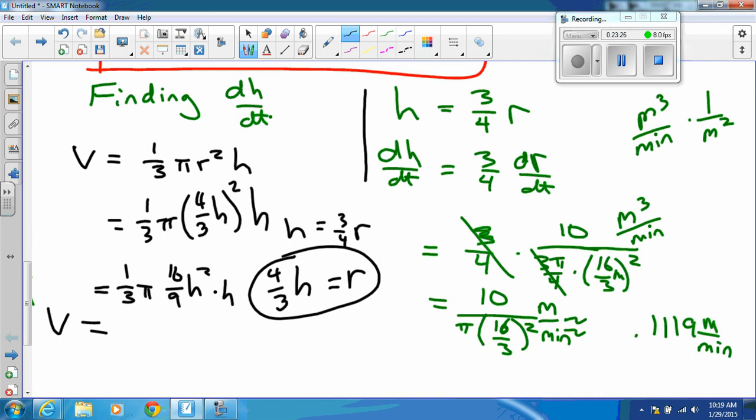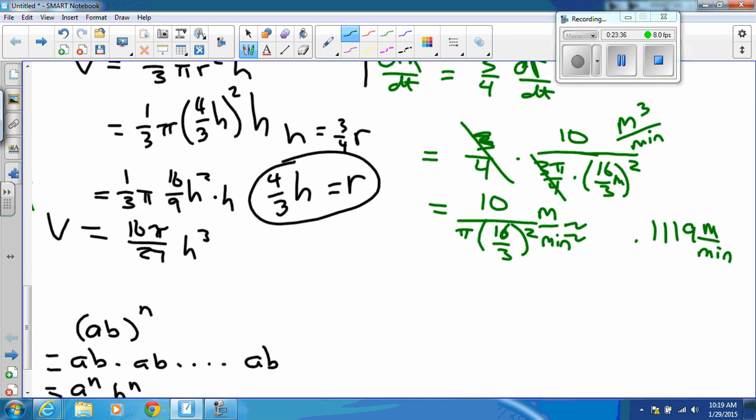I'm drawing a blank. 27. Okay, so 16 pi divided by 27. That's it. Good. Very good. Andrew, give me a derivative with respect to time.